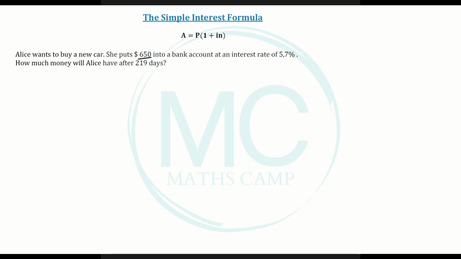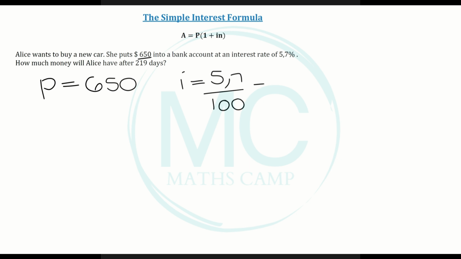Alice puts $650 into her bank account. This is the amount she starts with. So we can say P is equal to 650. The bank offers her an interest rate of 5.7%. So to find I, we say 5.7 over 100, and we get a decimal of 0.057.